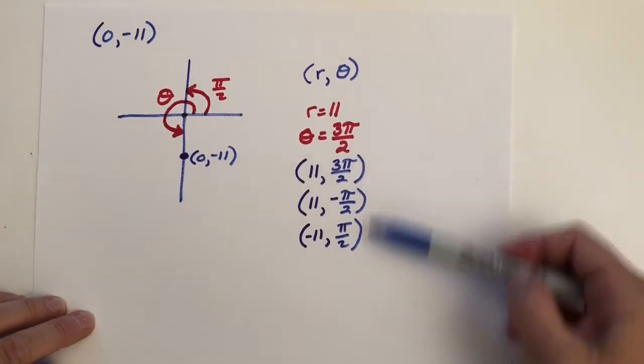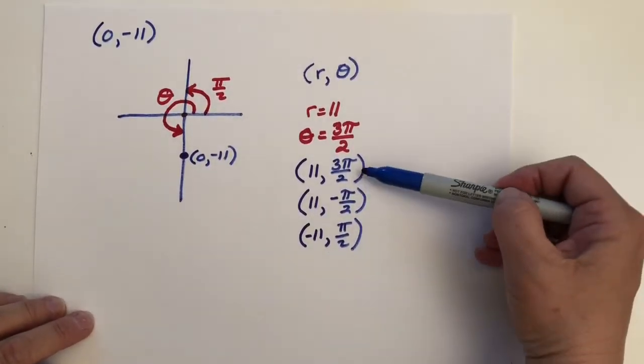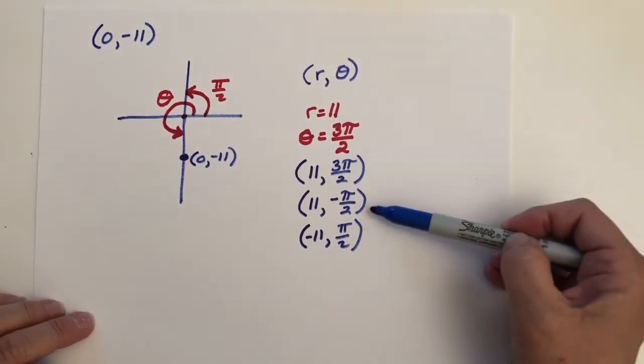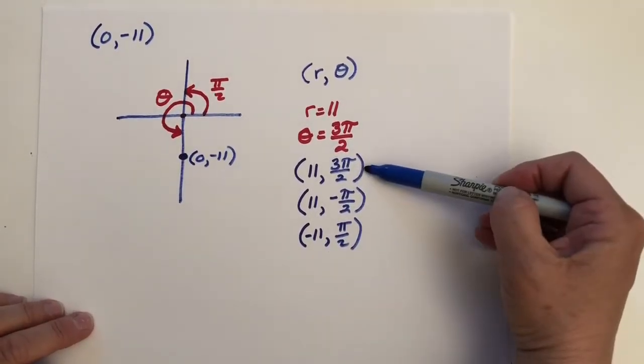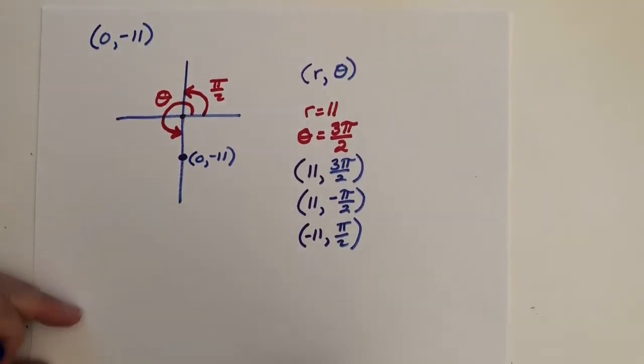Again, of the infinite number of possibilities, here are 3. I might lean toward presenting it this way or this way. This way, of course, is nice because both the r value and the theta are positive. Let's do another one.